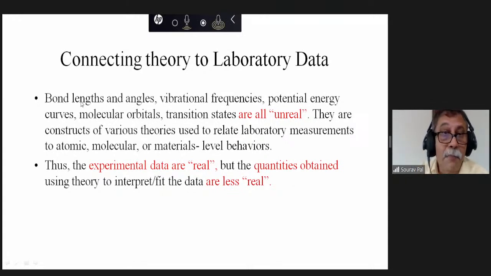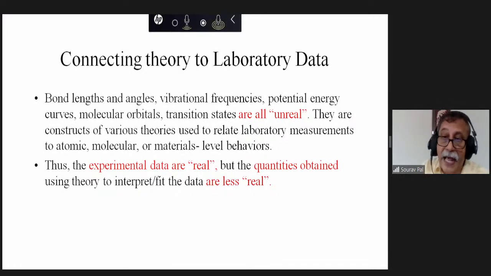For example, bond length, bond angle, vibrational frequency, potential energy curve, molecular orbital, transition state, they're actually unreal, because very often you don't find them by experiment directly. Experiments give something and the theory actually connects them indirectly to these quantities, but they are not directly measured. I mean, nobody will directly measure a transition state, but from the transition state, you calculate quantities which can be experimentally verified. I think that is very important.